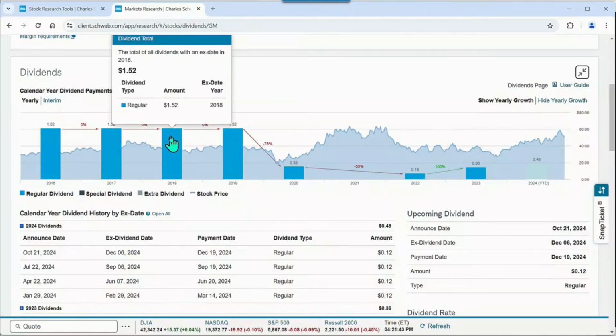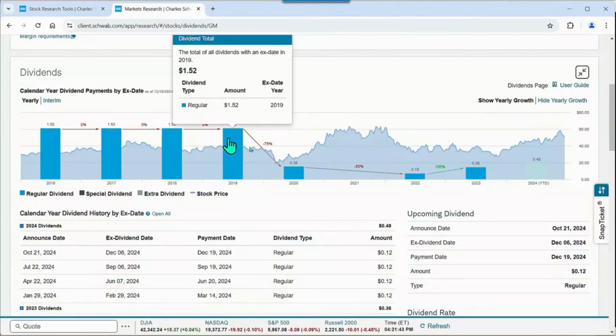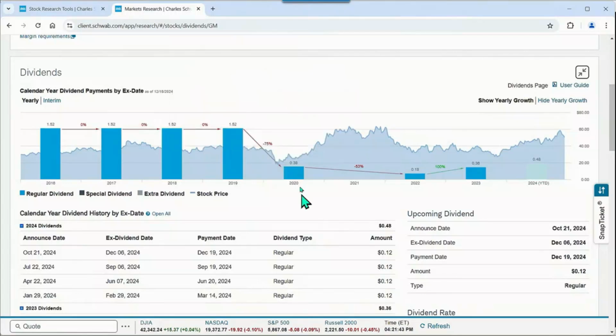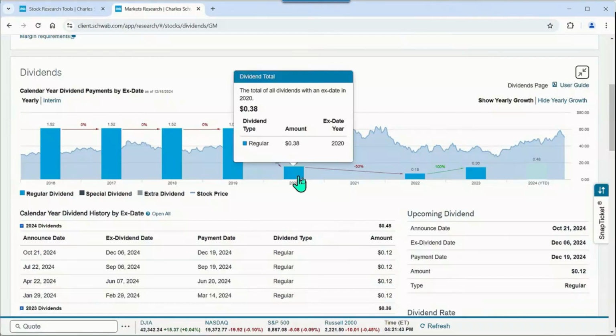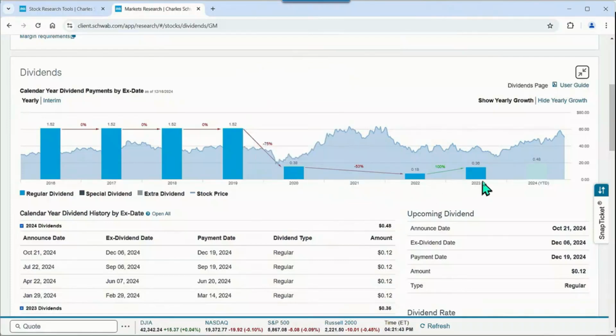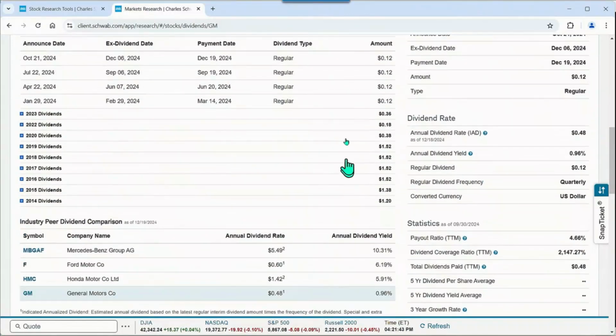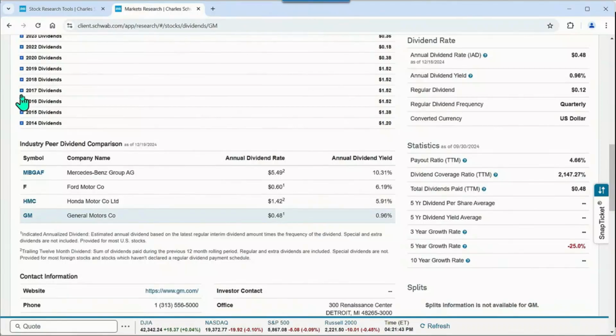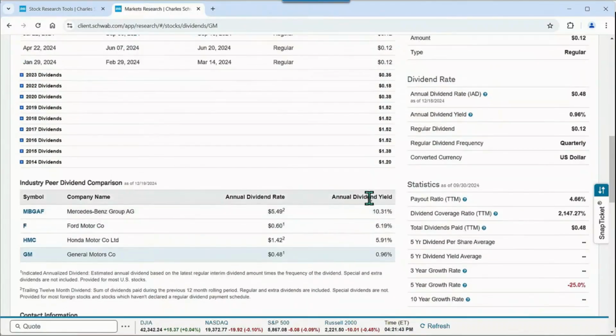You can see the sum, $1.52 for the year, $1.52 for the year, and then they ended up cutting it in 2020, so you only had a partial year, and then they resumed it, and you can see it starting to go up. A lot of investors like to see that go up for longer periods of time. You can see over time what that's been historically. You can break that down, click on the little plus sign. You can also see growth rates in dividends and payout ratio.